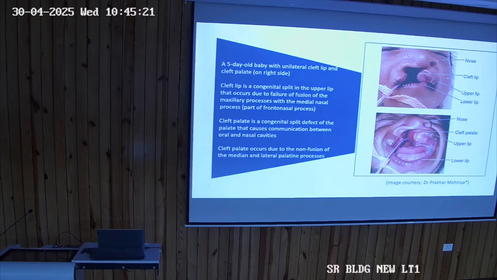ये कौन सी साइड का है? राइट साइड या लेफ्ट साइड? Cleft lip and palate. On the right side there is non-fusion of lateral palatine process with the median palatine process.